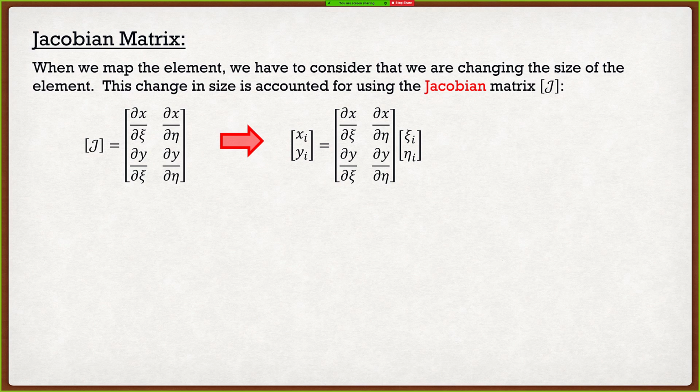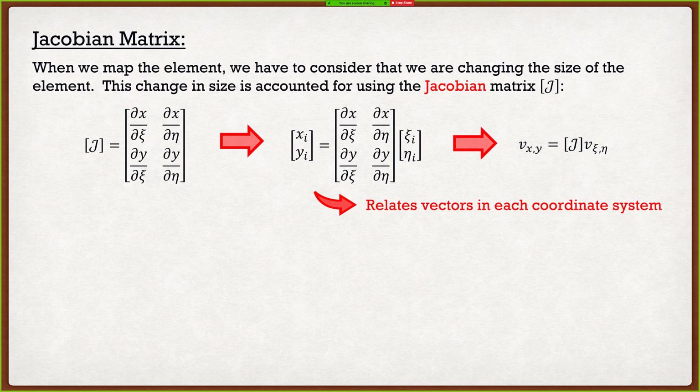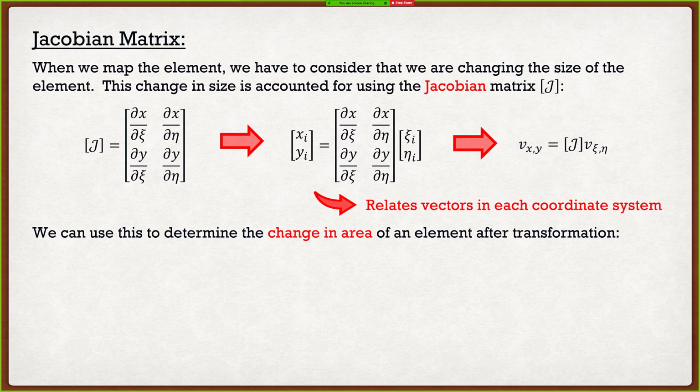What this basically does is this takes a vector in our global coordinate system and relates it to a vector in our natural coordinate system. So it relates vectors in each coordinate system. In essence, it's going to be our nice transformation matrix. So if we wanted to, we can say a vector in x and y is going to be equal to our Jacobian multiplied by our vector in z and eta. Now, this isn't something you really need to know, but we're going to use this identity of the relationship between vectors to produce what you do need to know, which is this.